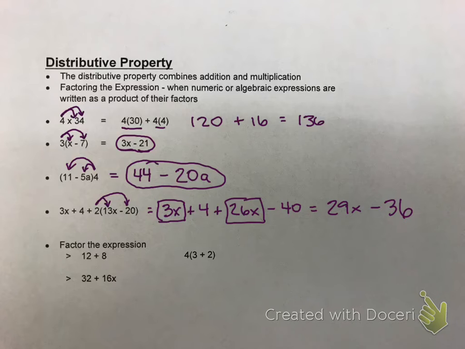So to do that, we have to find the biggest number that will go into 12 and 8. So that number is 4. So that's the number that goes on the outside of the parentheses. 4 goes into 12 3 times. 4 goes into 8 2 times. So there's our factored expression.